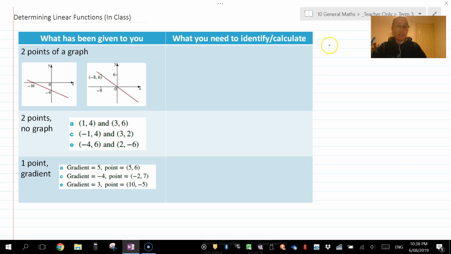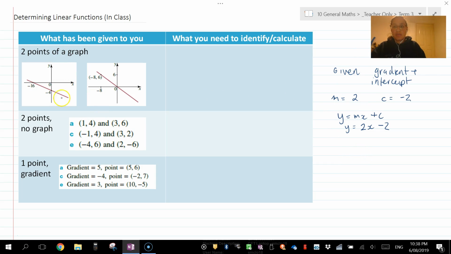One that I have not included is when you are given gradient and intercept, because that is just a matter of m equals 2, c equals -2, and substituting those for mx plus c. So that would be y equals 2x minus 2. That's it. Okay, so I have not looked at that one.